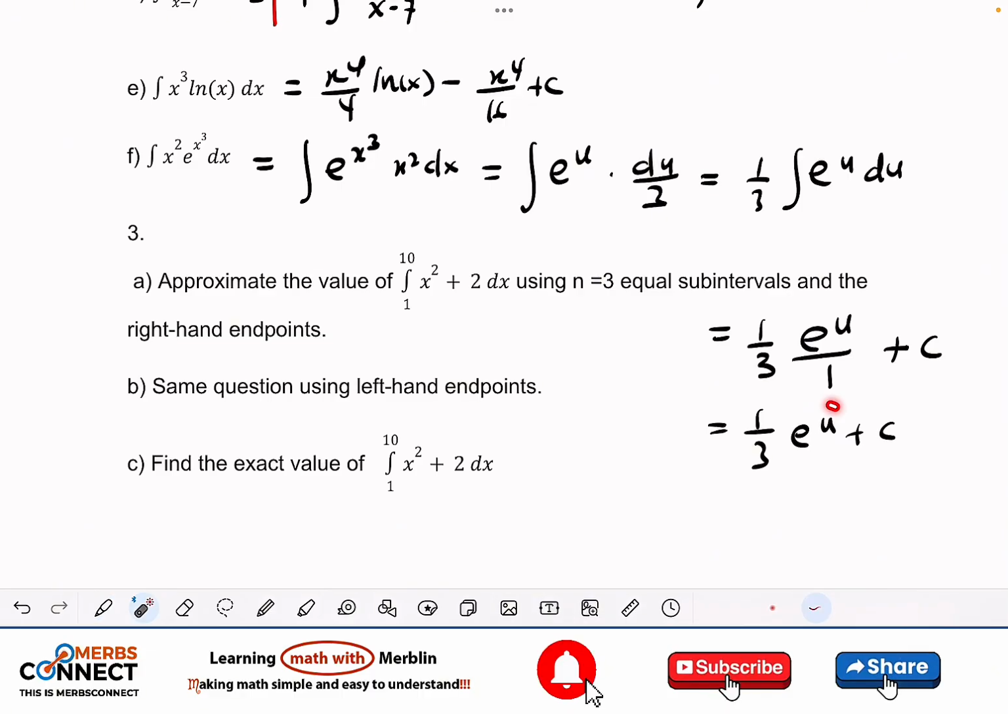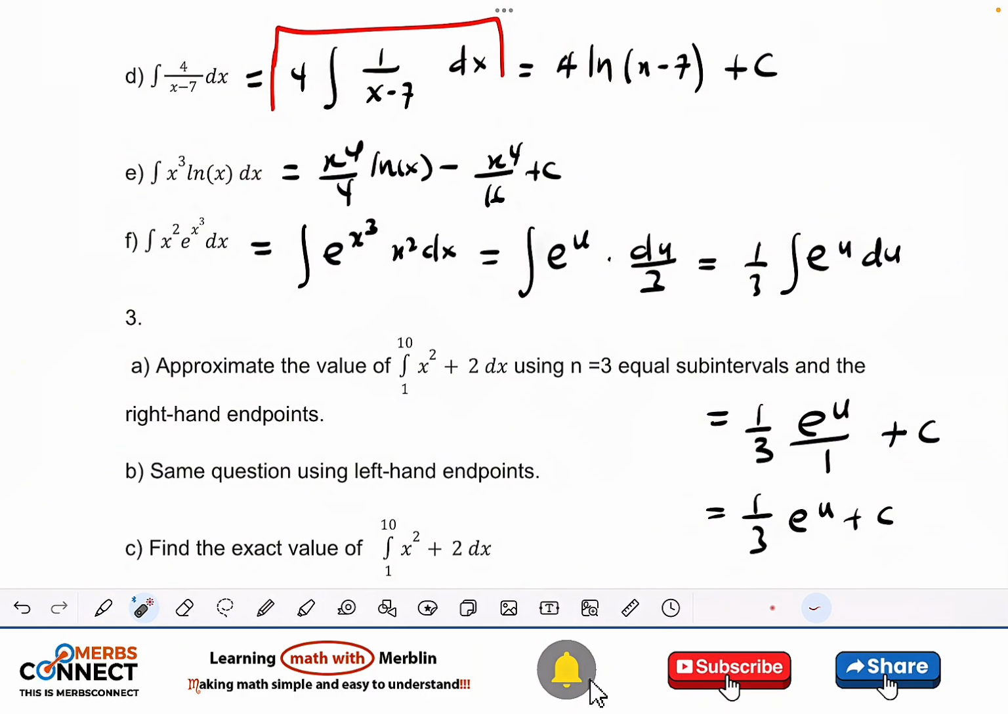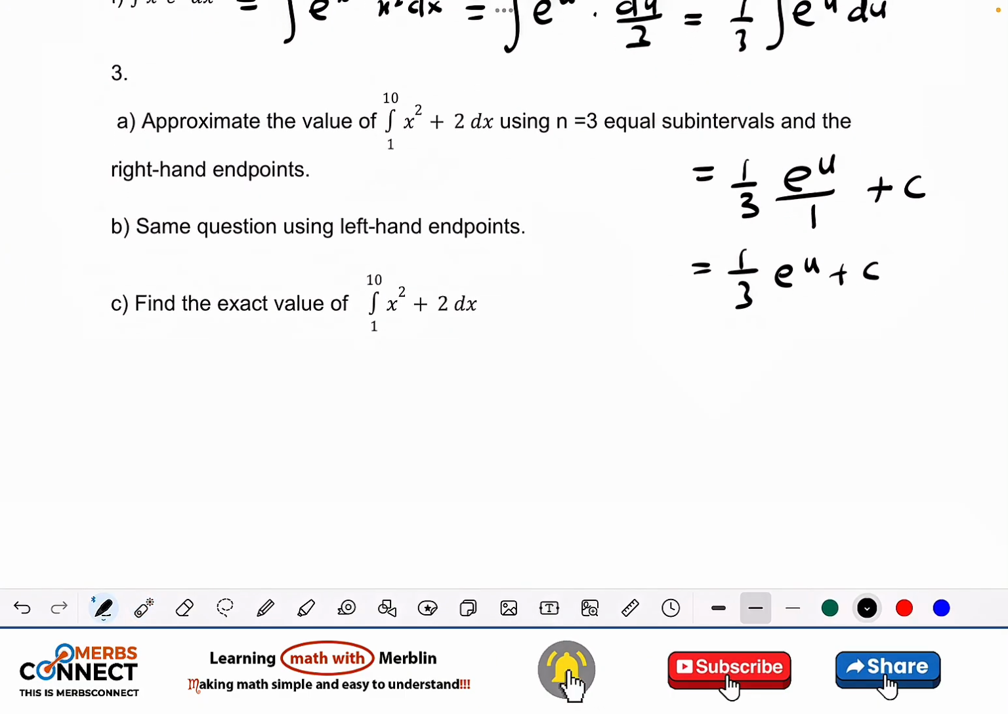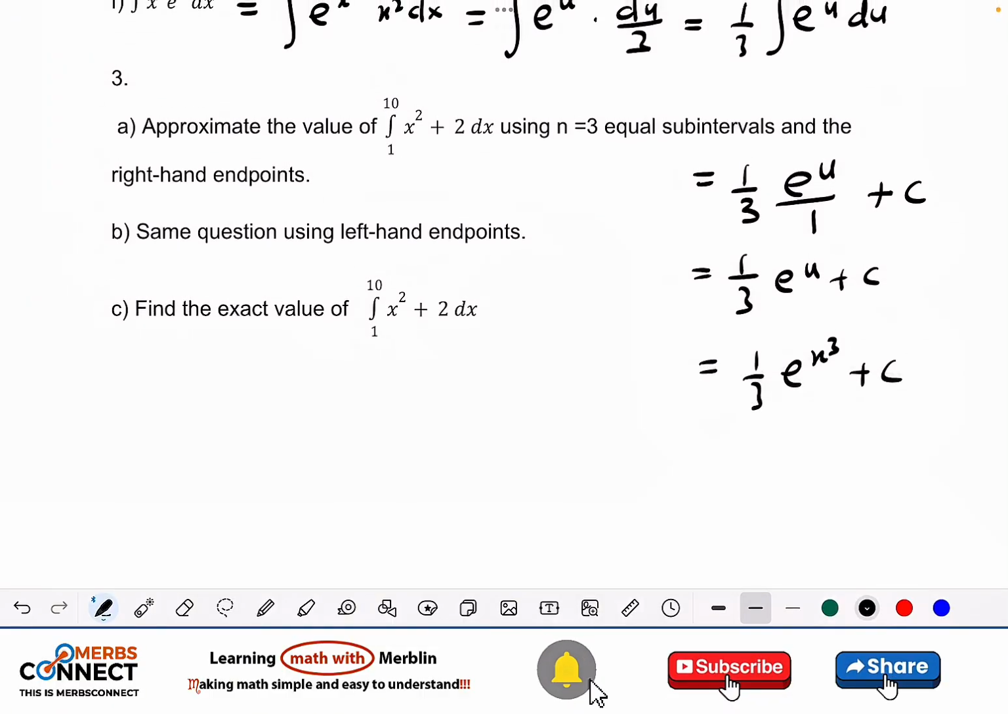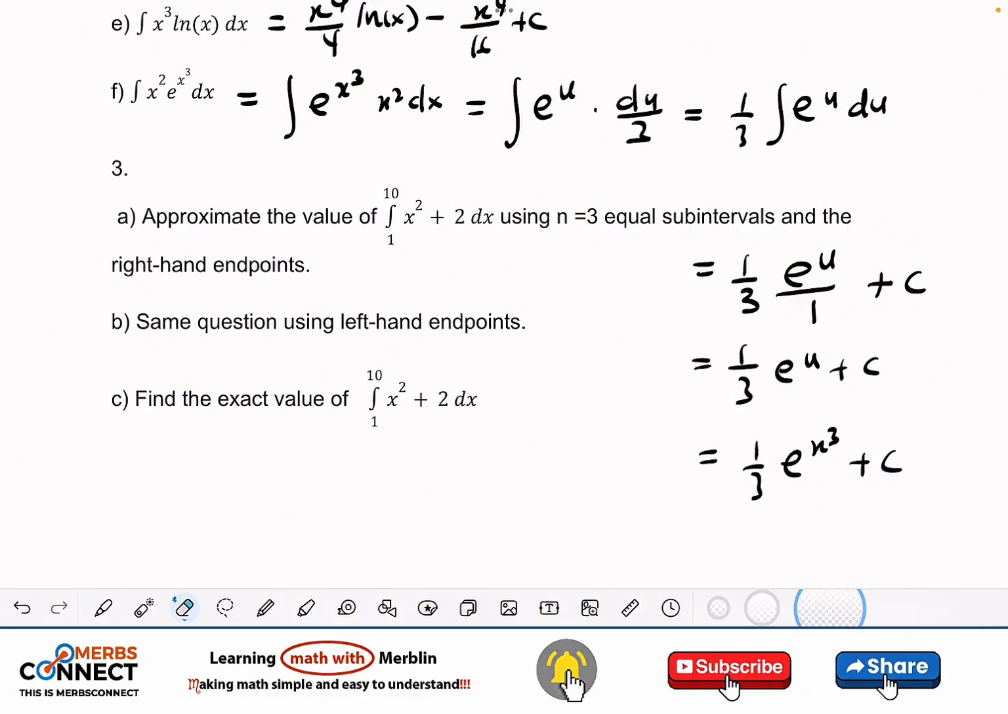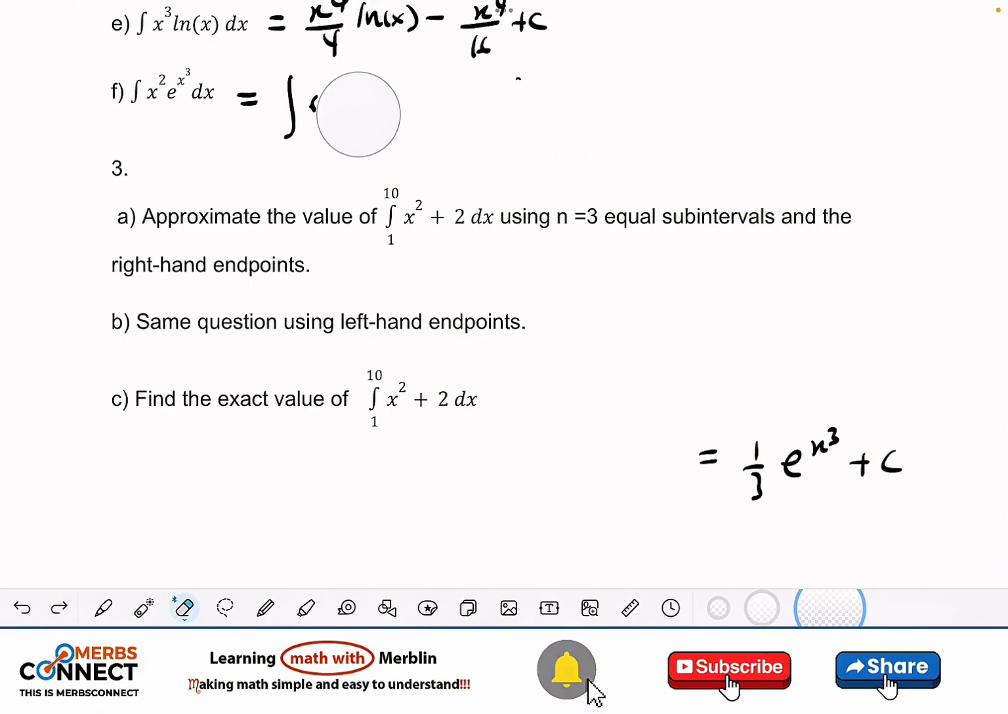But what is u? We said u was equal to x to the power 3. So we just need to do the substitution. So 1 over 3 e to the power x to the power 3 plus c will be the final result for what we were looking for. A lot of hard work.